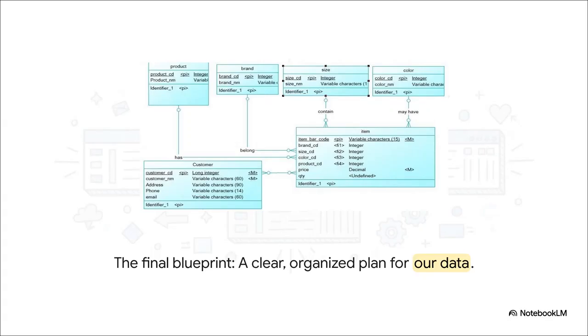And here's what you get at the end. This is a finished ERD for a sports shop. Just by looking at it, you can see what's being stored: products, brands, customers, and exactly how they all link up. This isn't just a pretty picture. It's a crystal clear plan for escaping that data chaos we talked about.